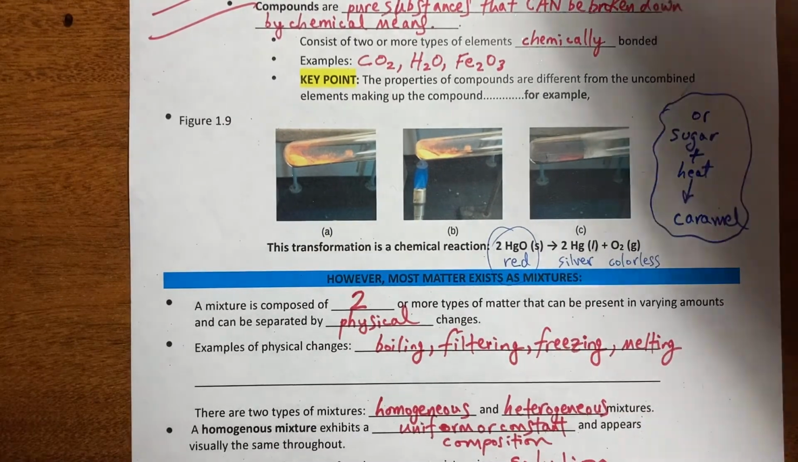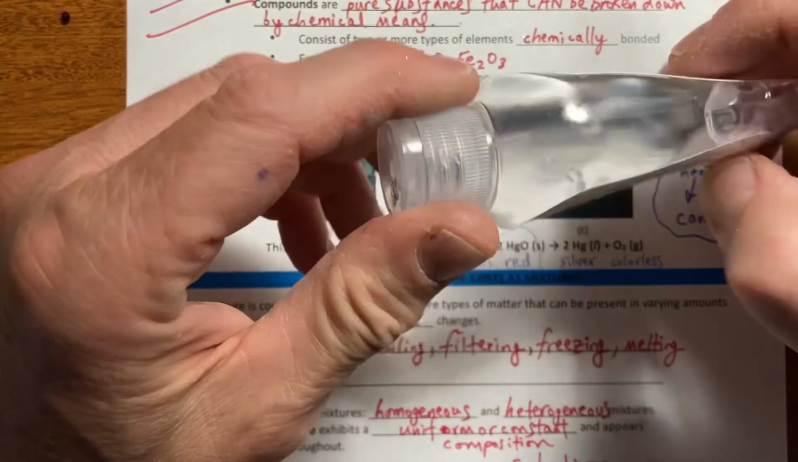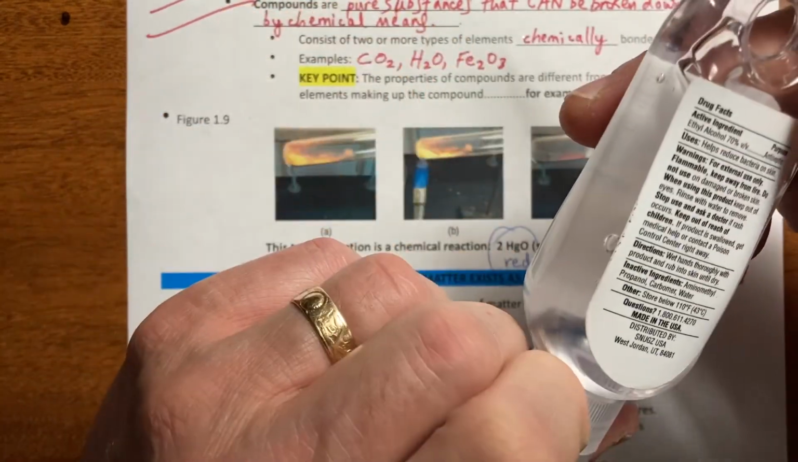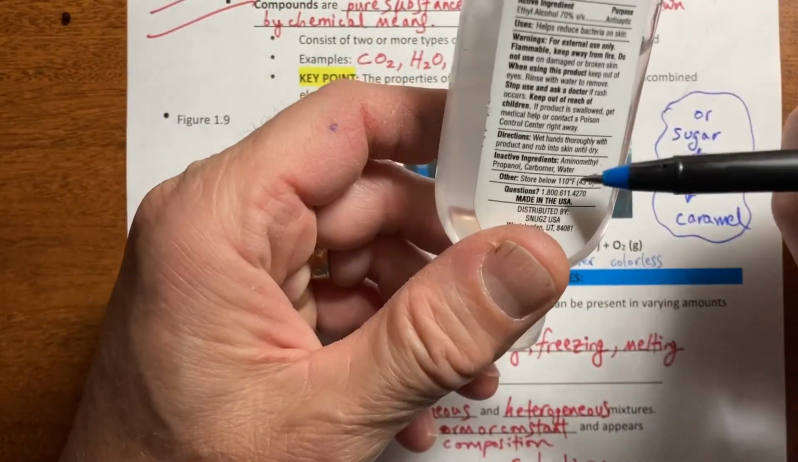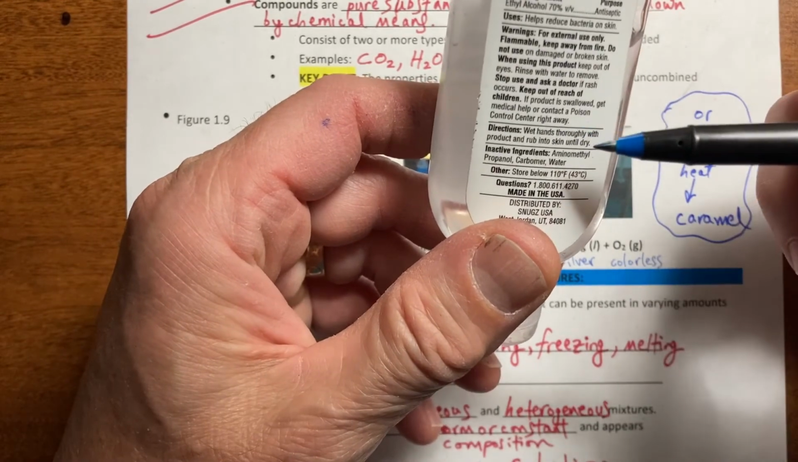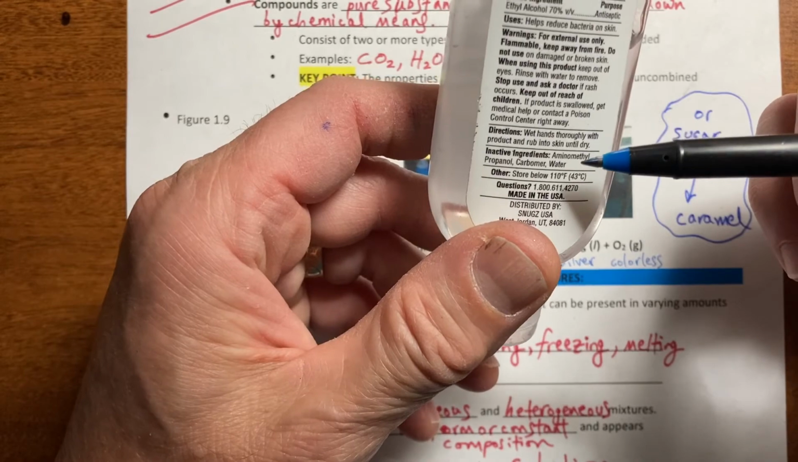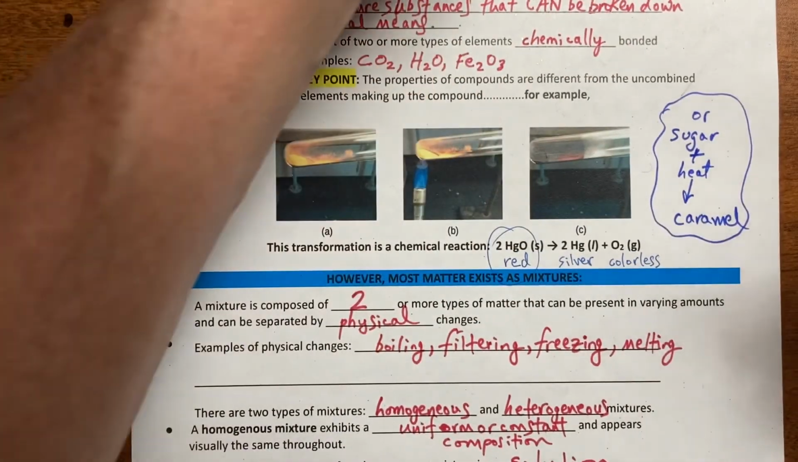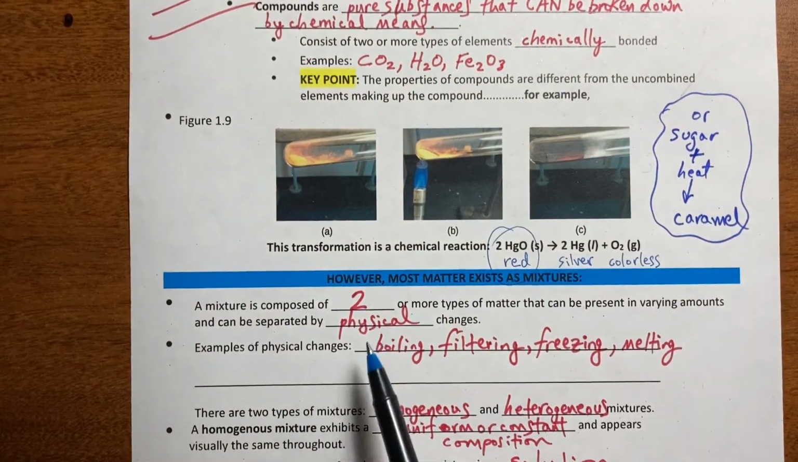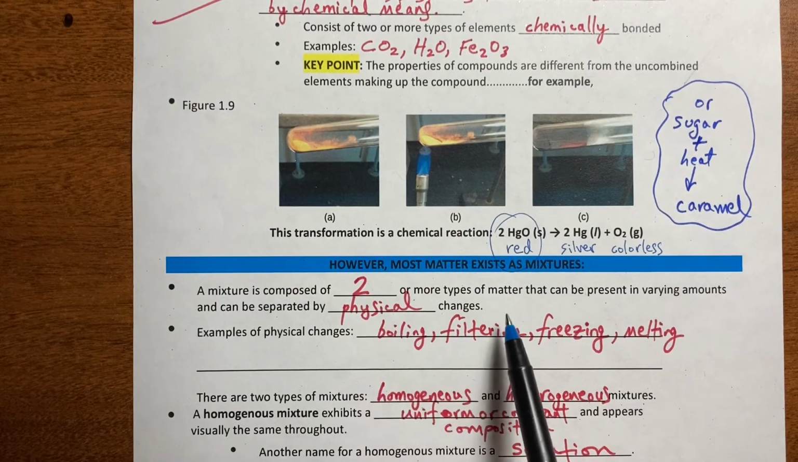So this hand sanitizer is a mixture. How do you know it's a mixture? Well, if you just look at the ingredient list, you'll see a bunch of rather strange sounding things. That's a mixture. A mixture is composed of two or more types of matter that can be present in varying amounts, but can be separated by physical means.